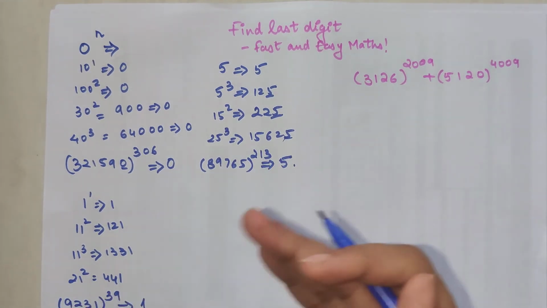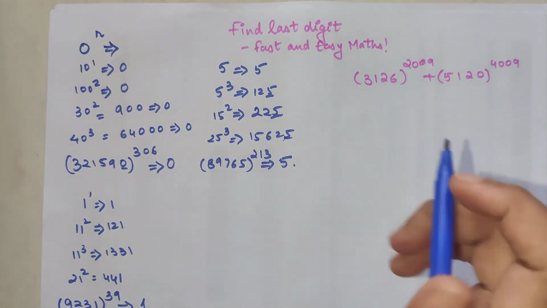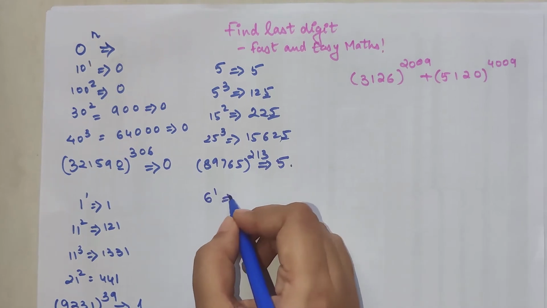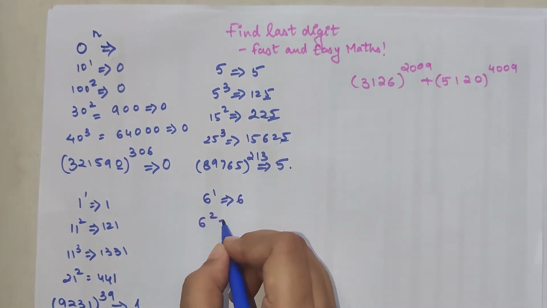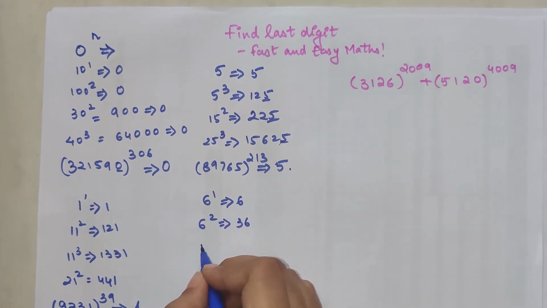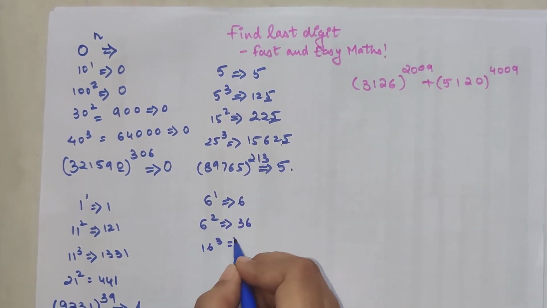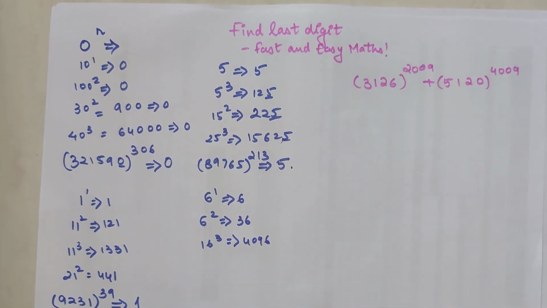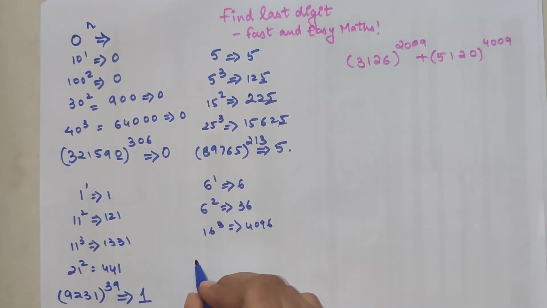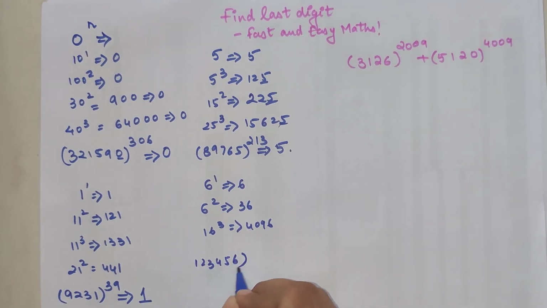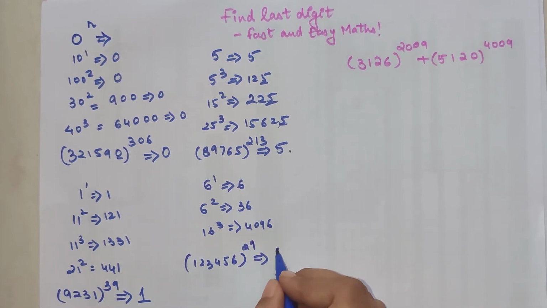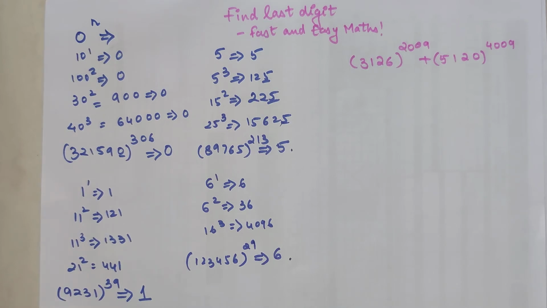Okay, so now again let's check for another number which will again get you the same digit as itself as the last digit. So 6 raised to 1 is again 6. 6 square is 36. 6 cube is nothing but 216. So again in case of 6 also this rule applies. Okay, so now if I give you another number, let's say 123456, the whole raised to 29, my last digit in that case will also be just 6.